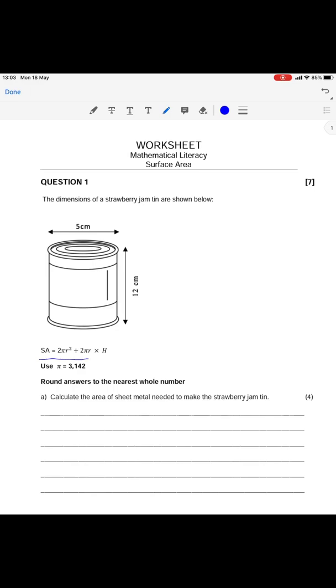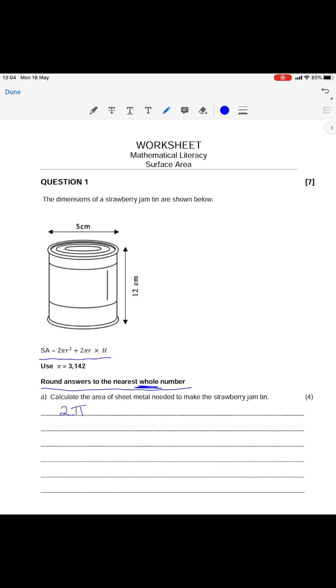The formula has been given to you, the formula of the surface area of a cylinder, and very important, a lot of you didn't read this part. You need to round your answers to the nearest whole number. You do get penalized if you don't round your answers. So, starting with question A, calculate the area of sheet metal needed to make the strawberry jam tin.